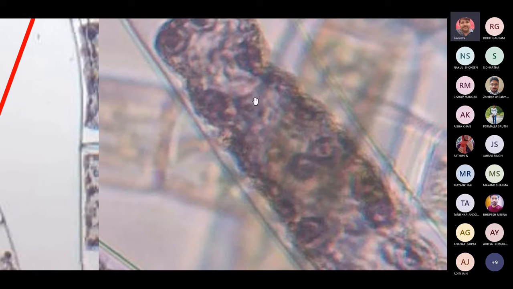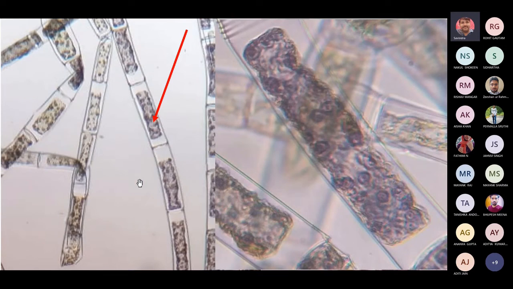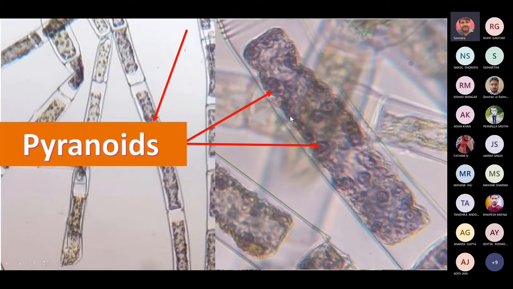So these rounded structures which are comparatively darker than the rest of the structure are pyrenoids. And you can see that there is a net-like structure of chloroplast. Means there is no definite structure. It's a net-like structure and it is throughout the cell. So that's what is known as reticulate chloroplast. Okay? These dotted-like structures are pyrenoids.